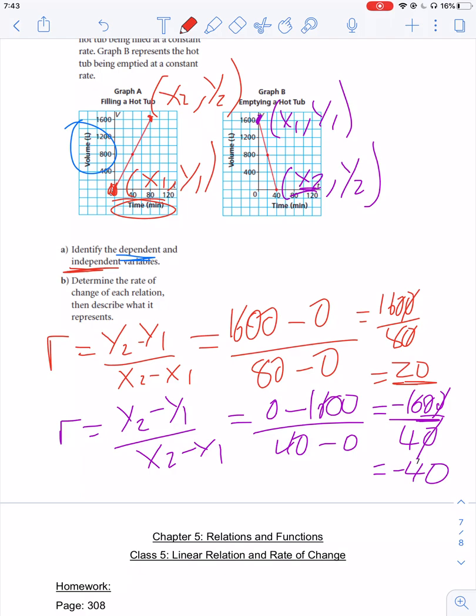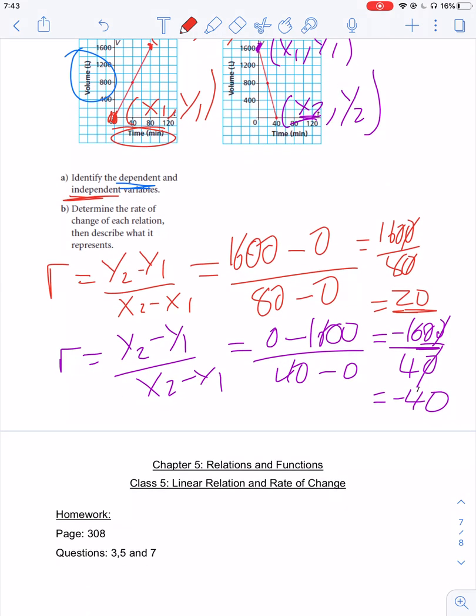I will talk a little bit more about that later, but for now I'm just gonna say it verbally, so don't worry too much about this. And for this one, for every minute that goes by, your tank loses 40 liters of water. Why does it lose? Because there's a minus sign. So that is it.